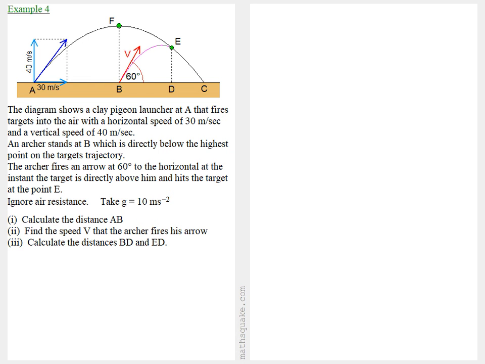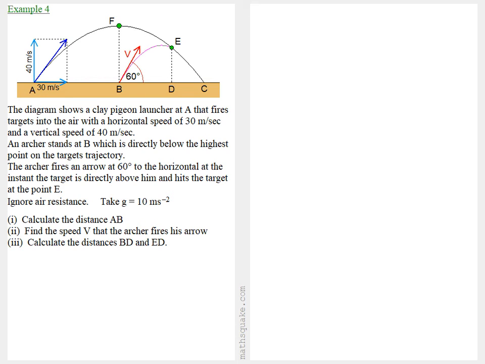Let's have a look at example 4. The diagram shows a clay pigeon launcher at A that fires targets into the air with a horizontal speed of 30 metres per second and a vertical speed of 40 metres per second. An archer stands at B, which is directly below the highest point on the target trajectory.